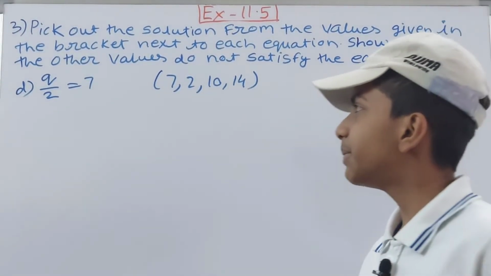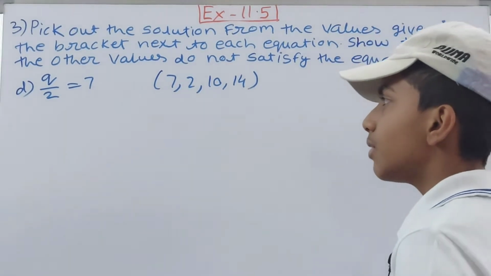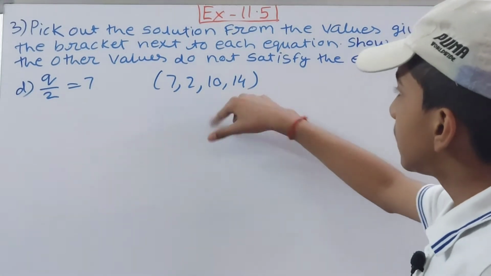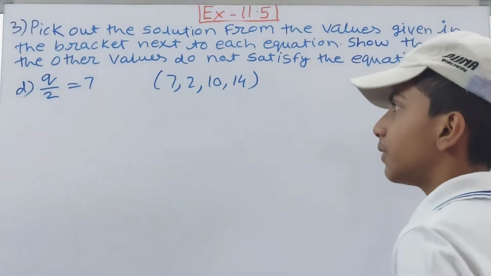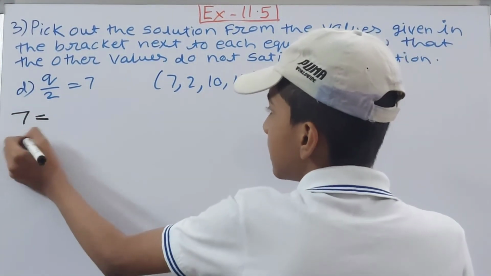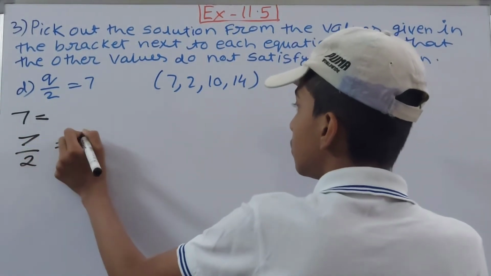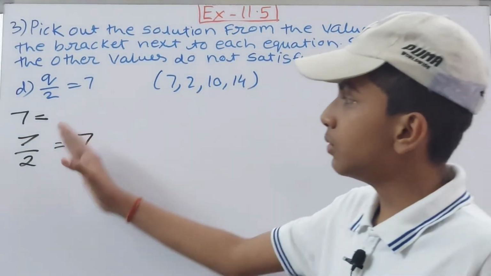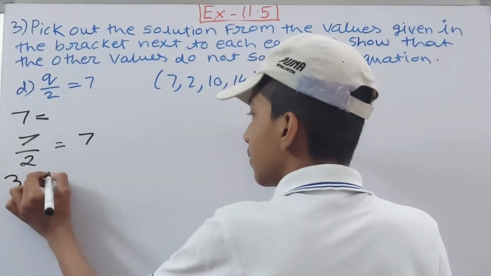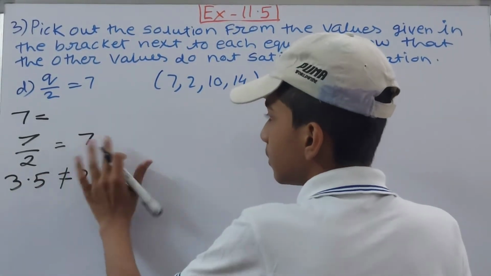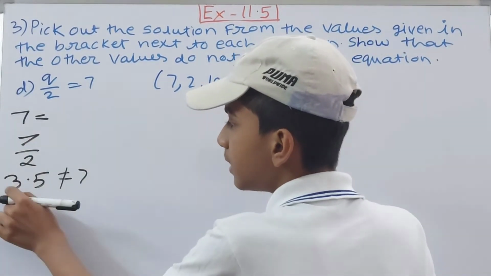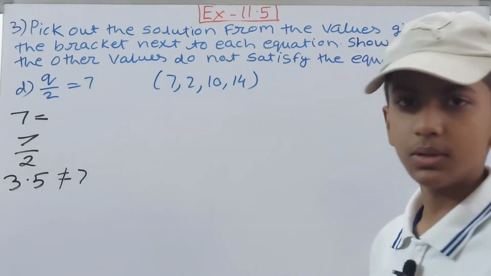Now next is this D part. Here the equation is q upon 2 is equal to 7. Now the values are 7, 2, 10, 14, right? So let us solve one of these. First we have 7. Now 7 upon 2 is equal to 7? If you divide 7 by 2, that will give you 3.5, and 3.5 is unequal to 7. So there is no need to write this 7 here right now, you can simply mention it. So 7 upon 2, when you divide it, you get 3.5 and that is unequal to 7.